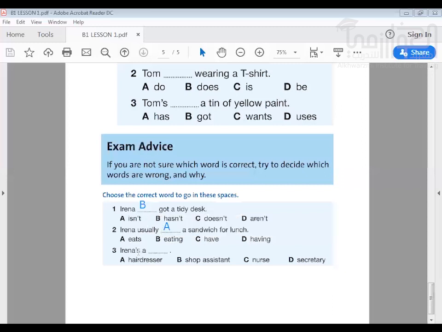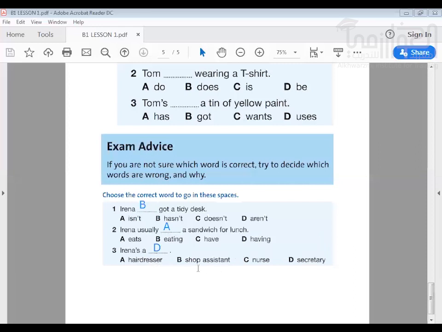And then we have the last question. Irina is a... hairdresser. This is based on the picture. You don't have the picture. I don't show you the picture. So there's a picture which can help you to understand. When you read a picture, you can know the answer. That the answer here is secretary. So sometimes they give you a picture, and here the picture will help you to know that the answer is D. So here the answer is D because it is in the picture.